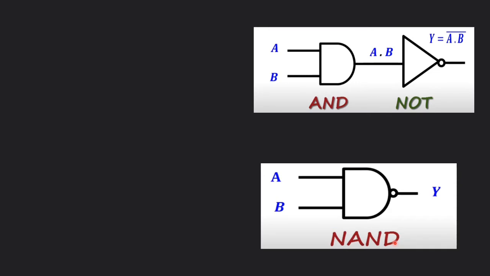It means NAND gate is what? NAND gate is the combination of an AND gate and a NOT gate, and the symbolic representation of NAND gate is the symbolic representation of AND gate, and the output of that AND gate is indicated with a bubble. This figure shows the NAND gate symbolic representation.